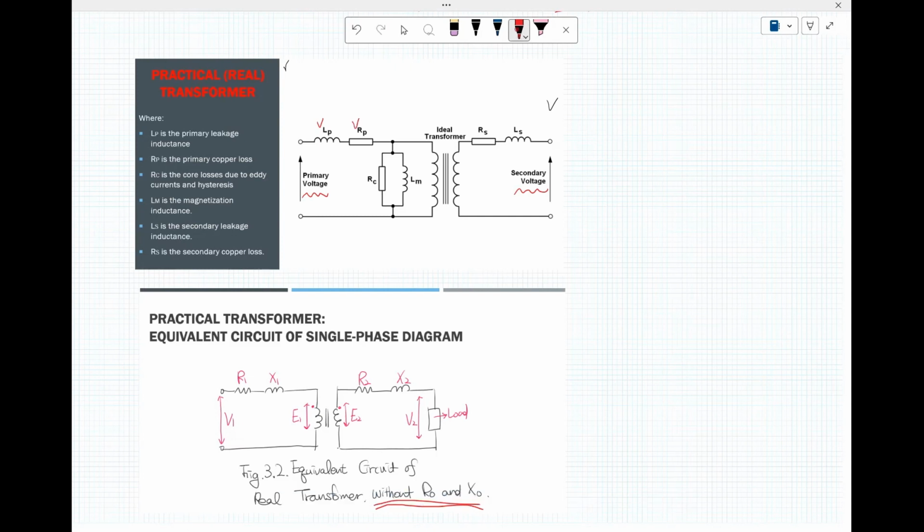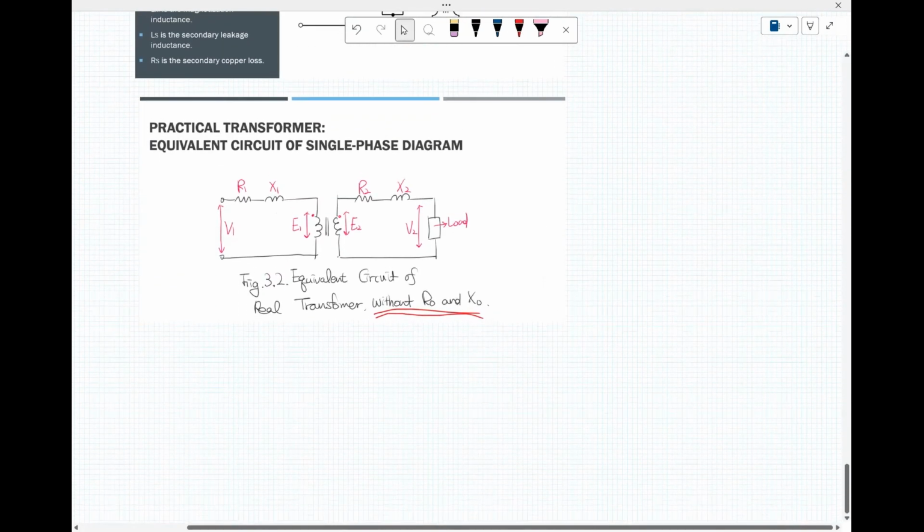In a future lecture, we're going to explain the copper losses and core losses in more detail. But from here, I wanted to show you the components of a real transformer. In the parallel branch, R sub C is the core losses, due to eddy currents and hysteresis, and L sub M is the magnetizing inductance. In the secondary part, R sub S is the secondary copper losses, and L sub S is the secondary leakage inductance.